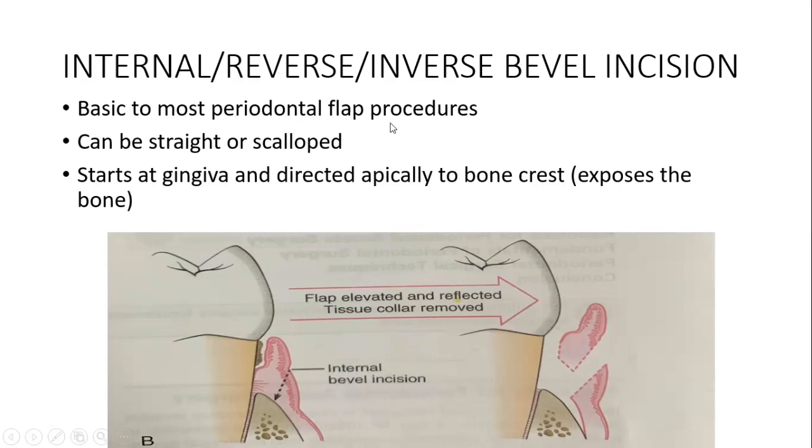Now, we will be discussing the flap procedures in detail in other videos. This can be straight or scalloped. Again, if we talk about this incision, it starts at the gingival surface and is directed apically towards the bone crest. Apically means downward towards the root apex, to the bone crest. This is very simple, and it exposes the bone. Of course, here you can see the incision has occurred, and it is exposing the bone. So this is the internal bevel incision, and it's used in most periodontal procedures.